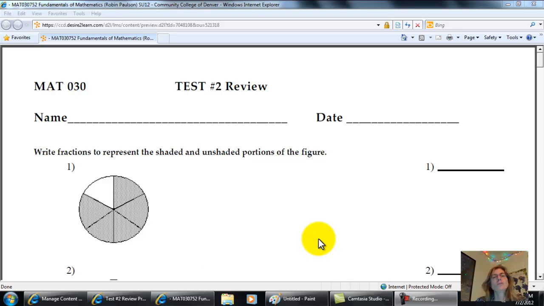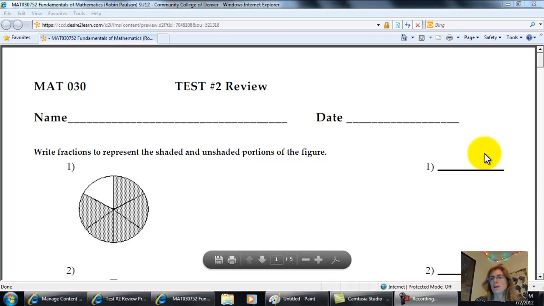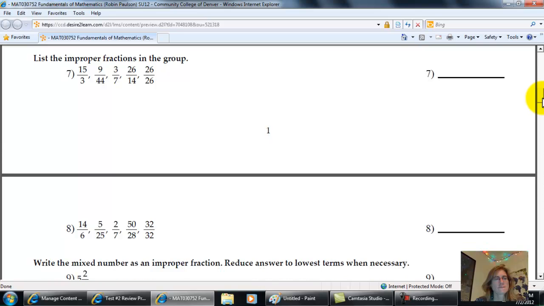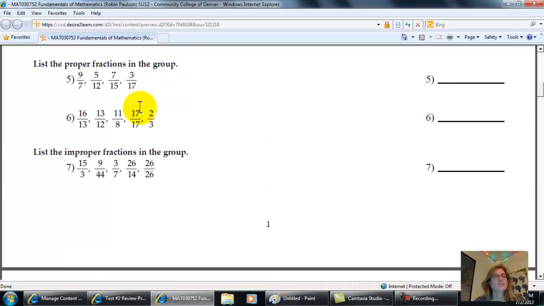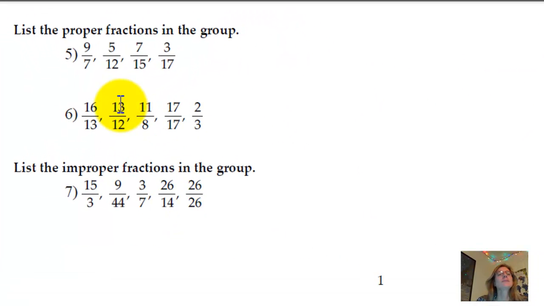Okay, this is test 2 review still, and now I am working on problems 5, 6, and 7. It says list the proper fractions in the group. So for 5 and 6, we're going to find proper fractions, and then we're going to list improper fractions in this group.